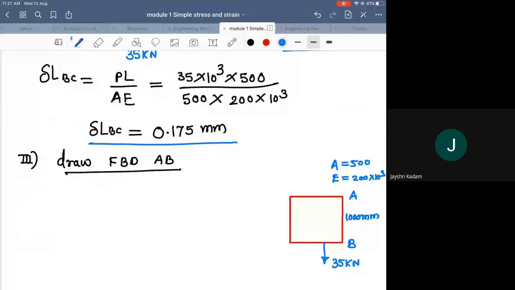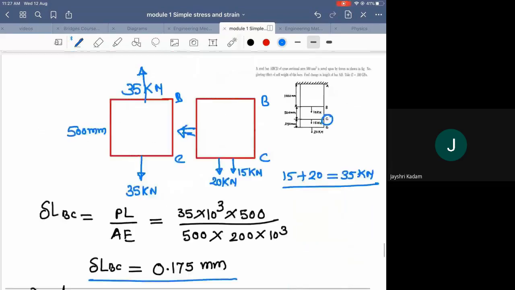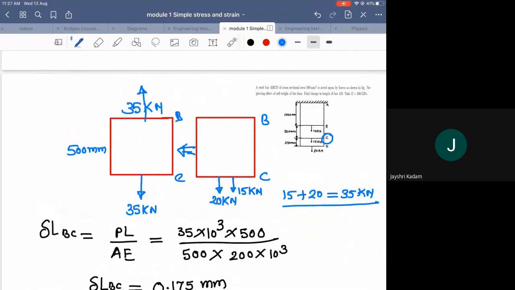At common point B, by observing the diagram in the previous part, I showed the same amount of force, same in magnitude as well as same in nature, tensile force here. Now I will observe the given diagram in the question. In the question, at point B, 10 kilonewton tensile force is acting.